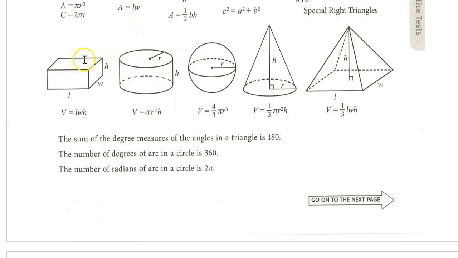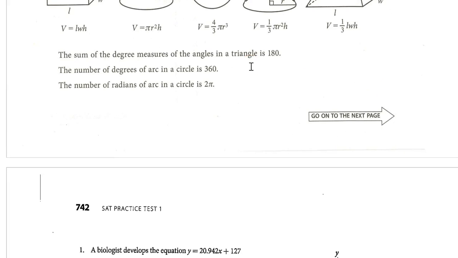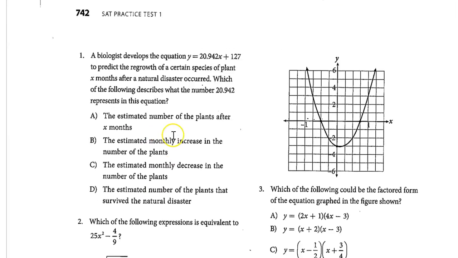We have the volume of a rectangular prism, volume of a cylinder, volume of a sphere, volume of a cone, and then volume of a square pyramid or a rectangular pyramid for that matter. And then just some extra facts here. The sum of the degree measures of the angles in a triangle is 180. The number of degrees of arc in a circle is 360. So that means 360 degrees around for a circle. And the number of radians of arc in a circle is 2 pi. So again, we can remember how to go from one to the other. So if you forgot that formula offhand to convert from degrees to radians, we can actually break it down from here. All right. So let's get started here.